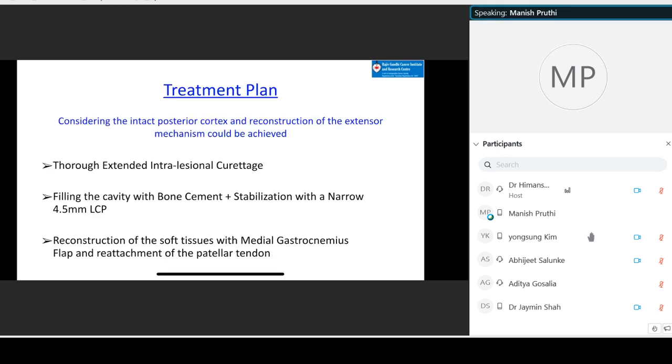So that is what we did because we thought there's a posterior cortex which is intact. We did a thorough intralesional curettage. We filled the cavity with bone cement and a plate and reconstructed the soft tissue with a medial gastroc flap with reattachment of the patellar tendon.